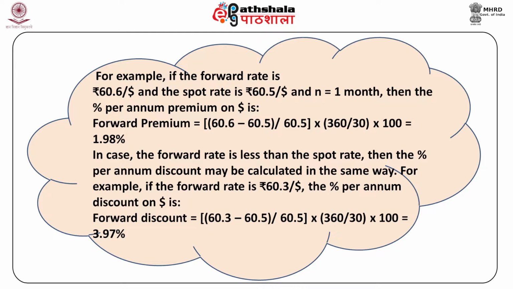For example, if the forward rate is rupees 60.3 per dollar, the percentage per annum discount on dollar is: forward discount is equal to (60.3 minus 60.5) divided by 60.5, multiplied by 360 divided by 30, into 100, which gives the answer of minus 3.97%.